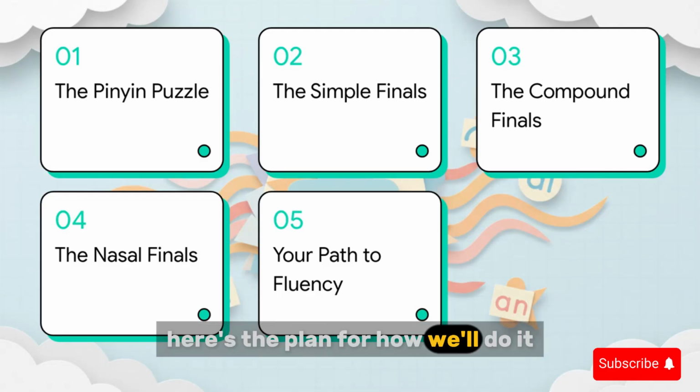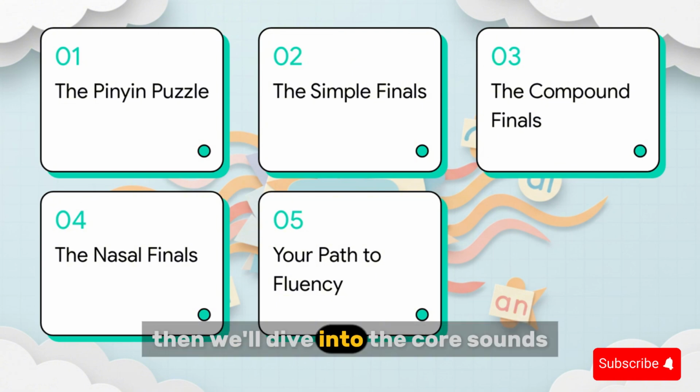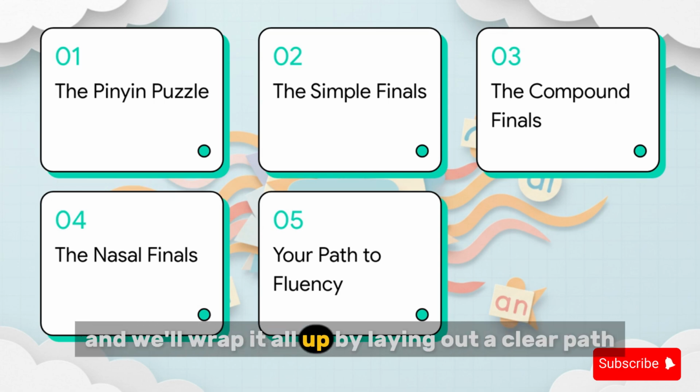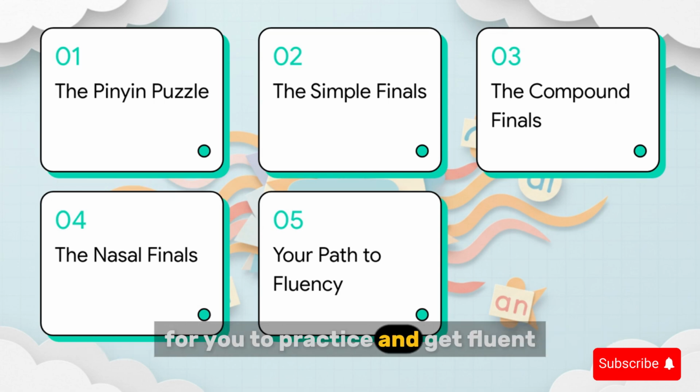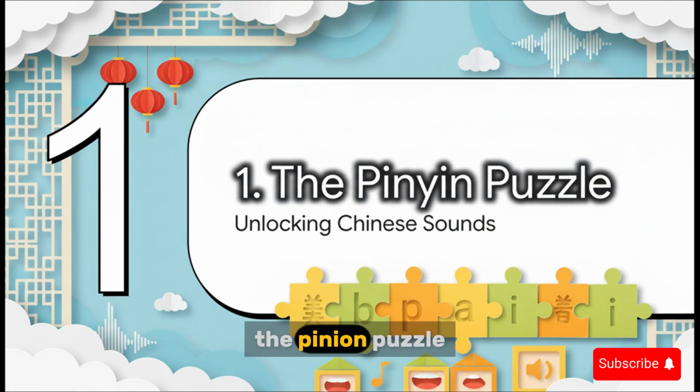Here's the plan for how we'll do it. First, we'll look at the Pinyin puzzle to get the basic structure. Then we'll dive into the core sounds, the simple, compound, and nasal finals. And we'll wrap it all up by laying out a clear path for you to practice and get fluent. All right, let's jump right into section 1, the Pinyin puzzle.